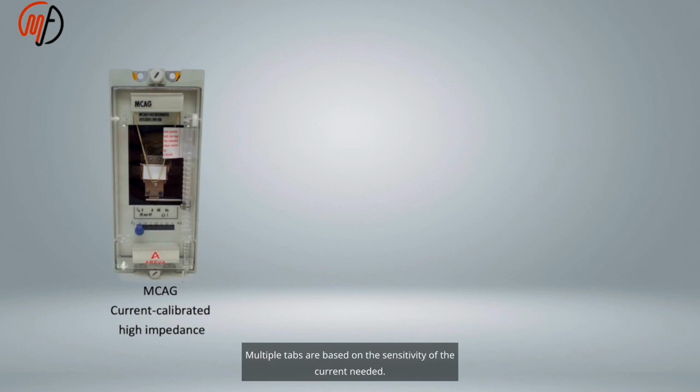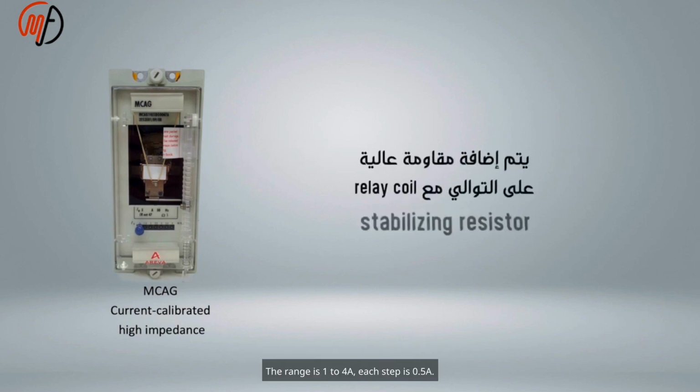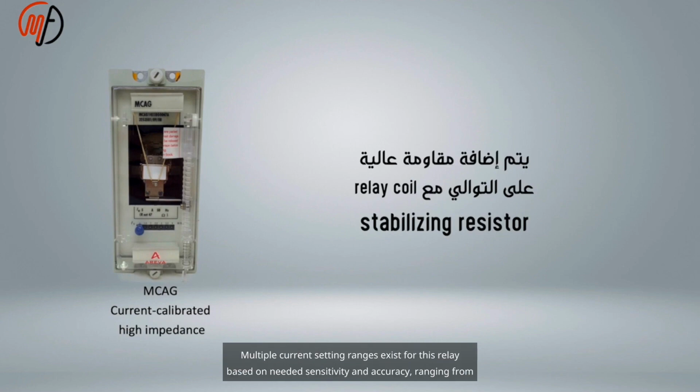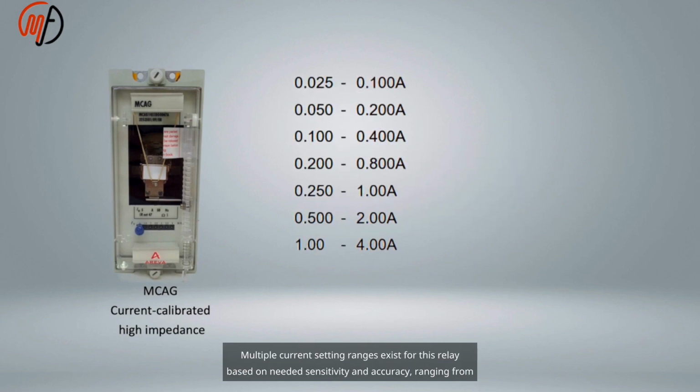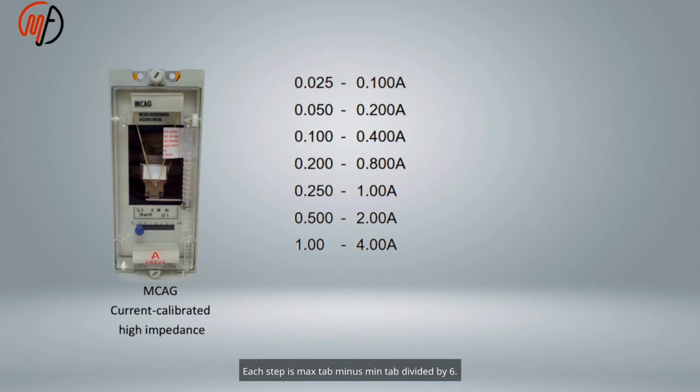Multiple tabs are based on the sensitivity of the current needed. The range is 1 to 4A, each step is 0.5A. Multiple current setting ranges exist for this relay based on needed sensitivity and accuracy, ranging from 0.025 to 0.1 max. Each step is max tab minus min tab divided by 6.